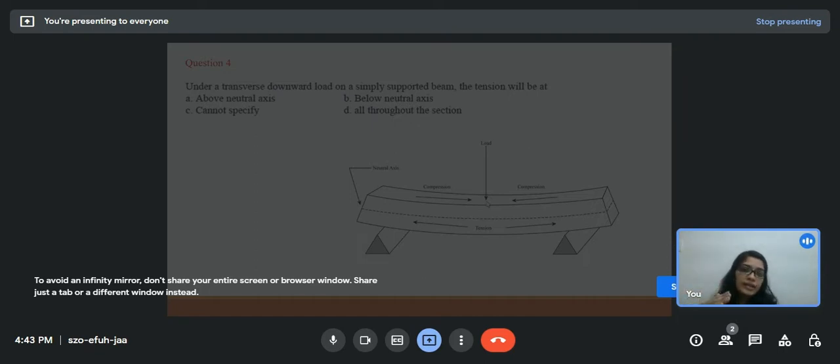where will it experience tension? So below the neutral axis it experiences tension, and above the neutral axis it experiences compression. So the correct answer is option B, below the neutral axis.